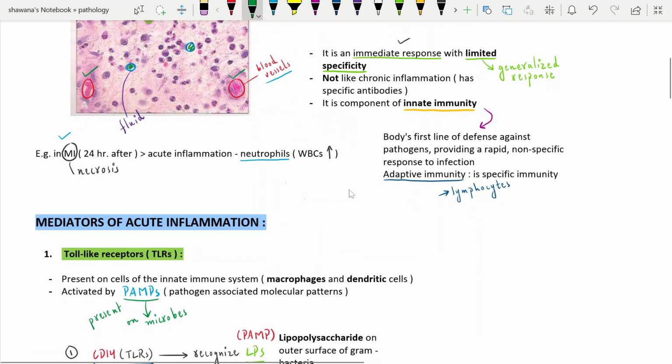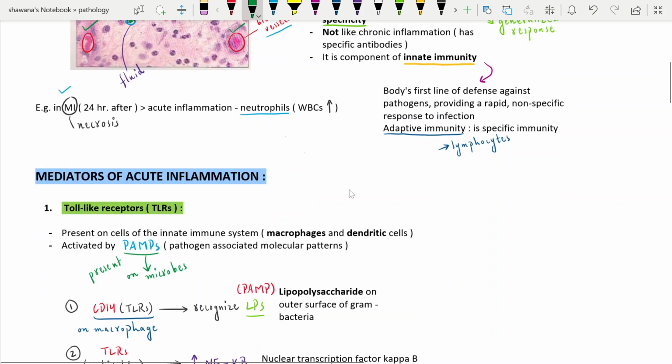For example, myocardial infarction. What is myocardial infarction? It is a type of necrosis, right? And 24 hours after the infarction occurs, there is an acute inflammatory response. And in that patient's body, what are we going to see? We are going to see the neutrophils. As we have said, in case of acute inflammation, the hallmark white blood cells are the neutrophils.